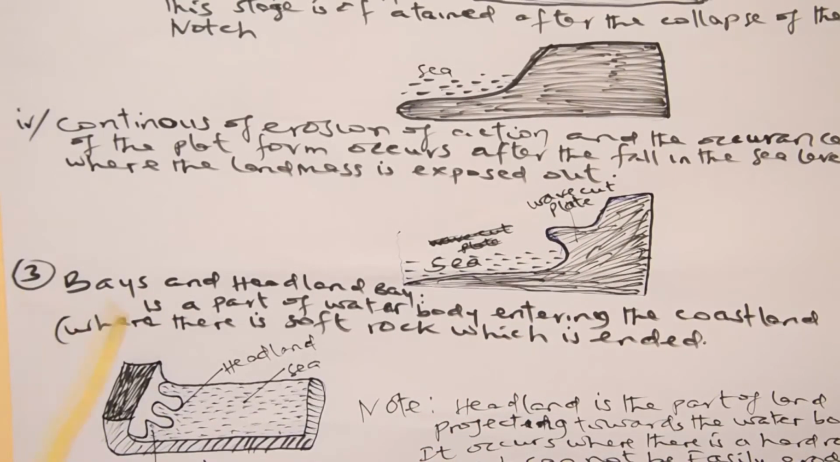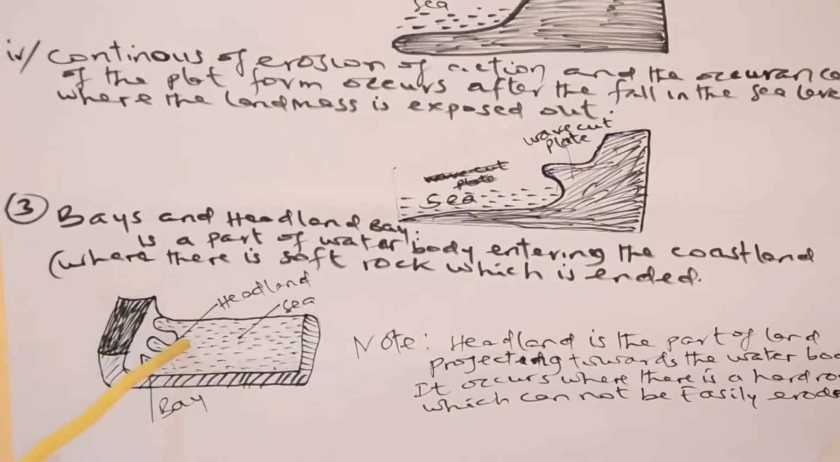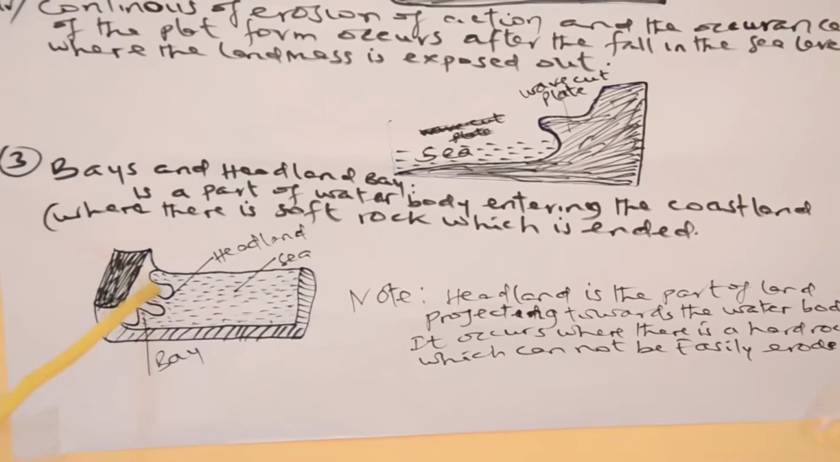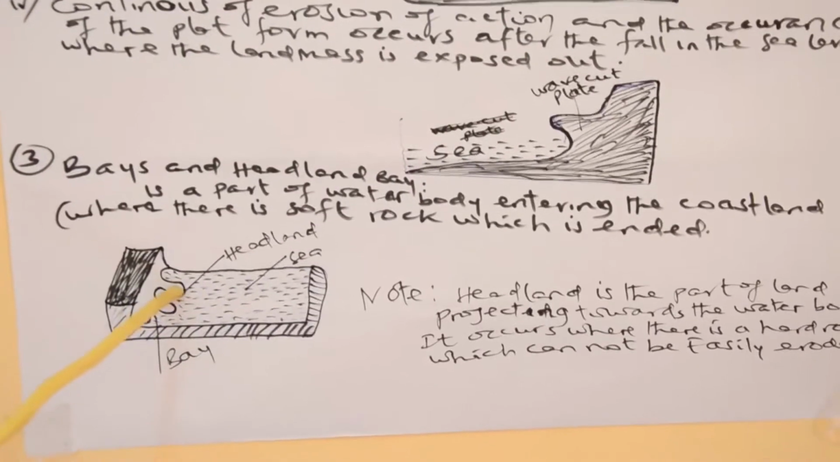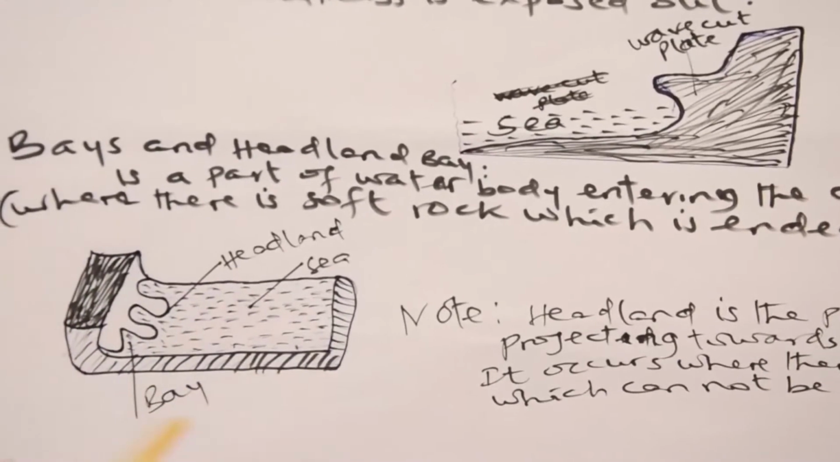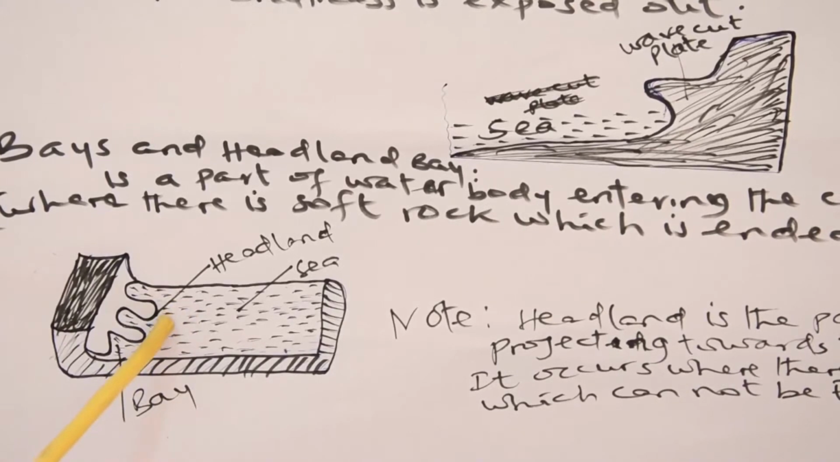Therefore, the cliff can change according to the increase of water. Another one is called bays and headlands. A bay is the part of water body entering the coastal land, where there is soft rock. Here, you have to remind yourself, the headland is the part of landmass which is hard in nature, and which is impossible to be eroded by waves, and is just entering the water bodies after the erosive process has taken place.